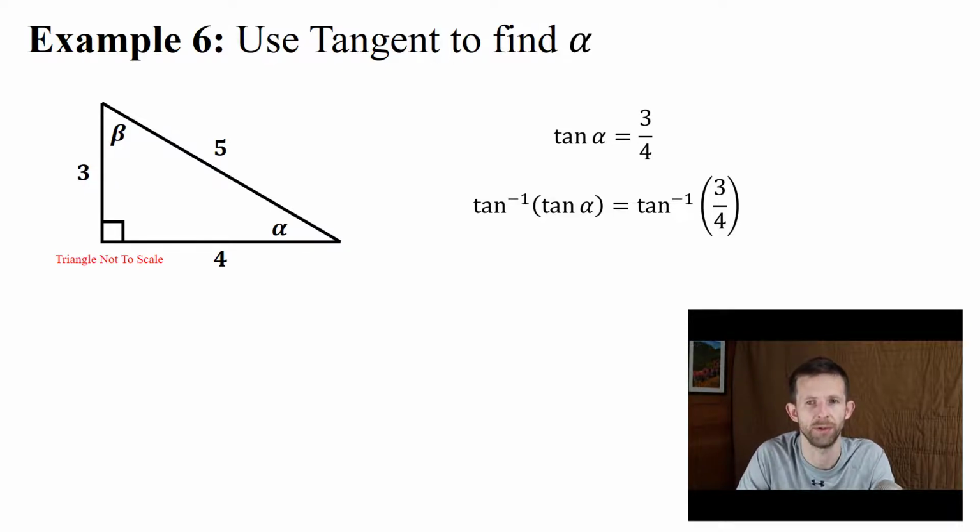3/4, when you plug that into Desmos, or any kind of calculator for that matter, you get the measure of angle alpha is 36.87. Now, if you wanted to find beta from here, you could just subtract that 36.87 from 90, and you would end up getting beta.